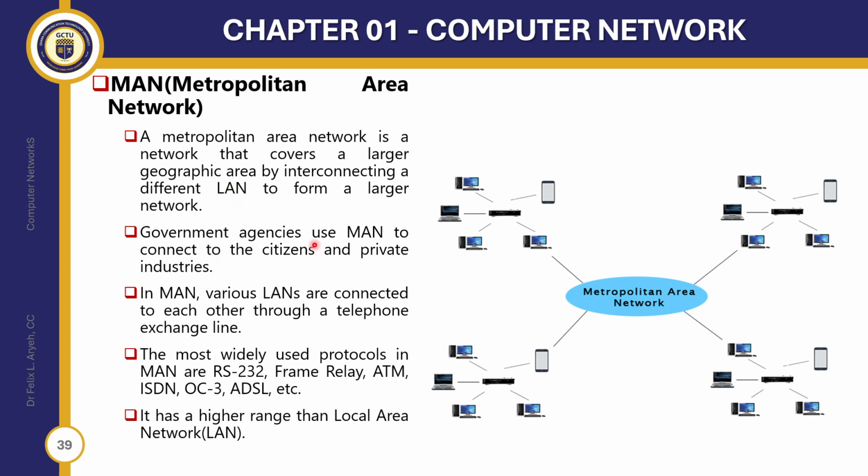So usually government agencies use MAN to connect to citizens and private industries. And in MAN, various LANs are connected to each other through a telephone exchange line. It could be a telephone exchange line or a fiber optic connection or a wireless connection. So that is how a metropolitan area network works. The most widely used protocols in metropolitan area network are what has been outlined here: ADSL, RS232, frame relay, ATM, and so on and so forth.